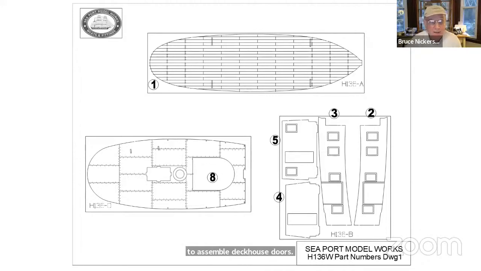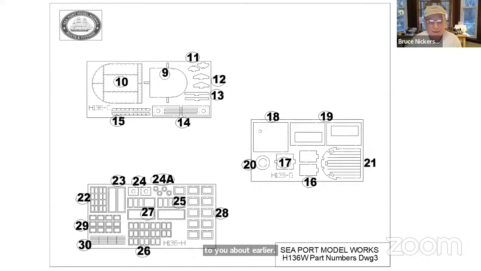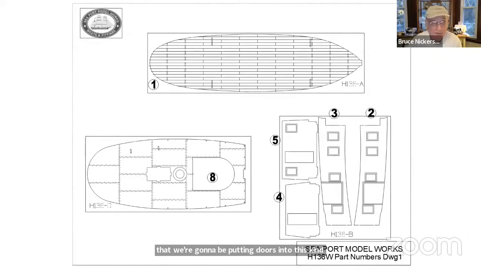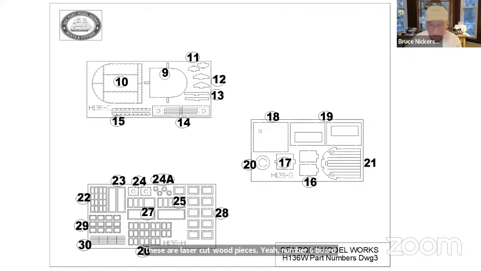This is the deck. This is your deck house walls, the four of them. This is that number six board I was talking to you about earlier. There's two of them. These are your two pilot house side walls that we're going to be putting doors into. It's kind of important that you understand these are laser cut wood pieces: deck house walls, number six board, and pilot house walls.